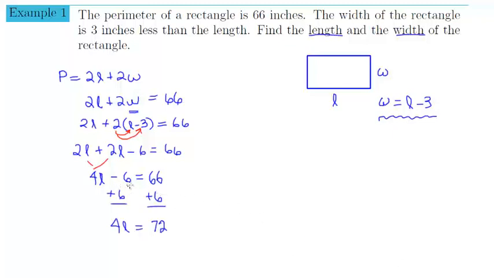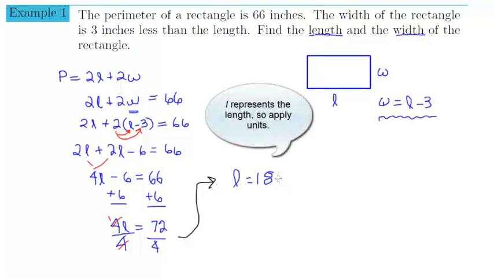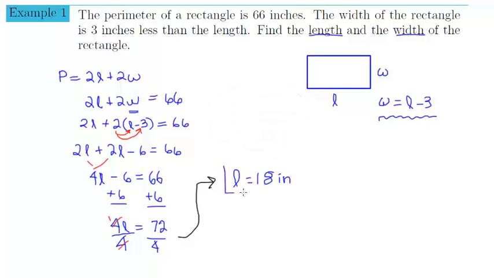Adding 6 to both sides, you get 4L is 72. Dividing both sides by 4. We get the final answer, let me change color here, of L equals 18. And remember, the L represents the length, which is a measurement. In fact, it's a measurement in terms of inches. So our length is 18 inches.